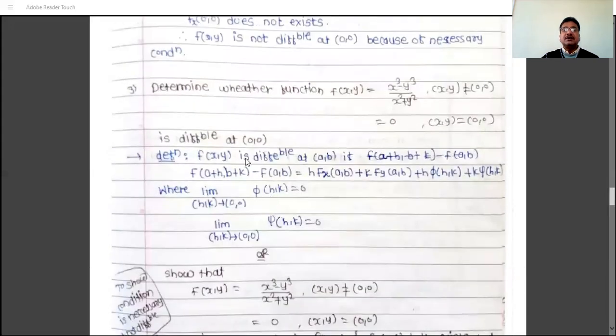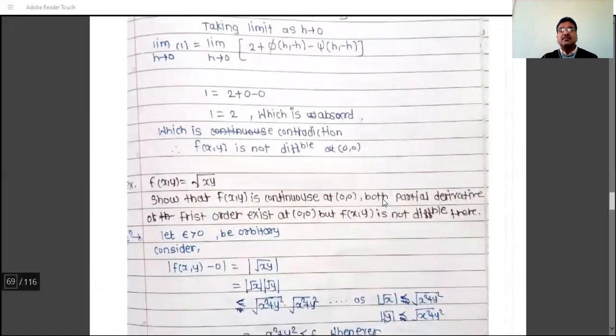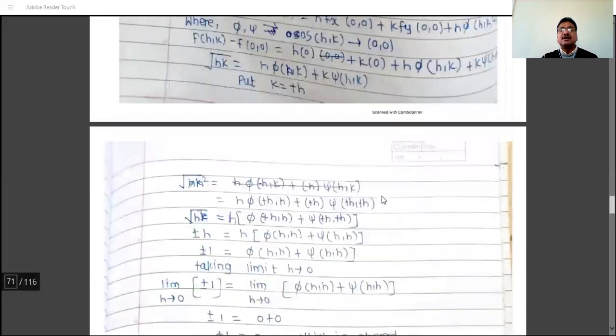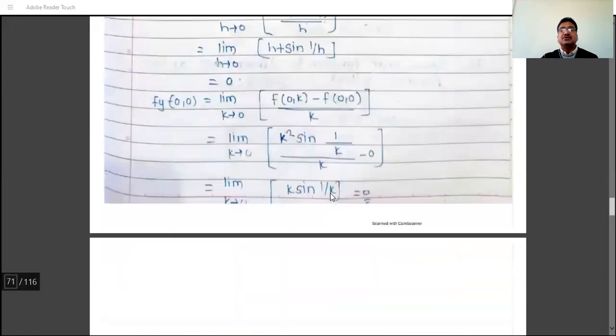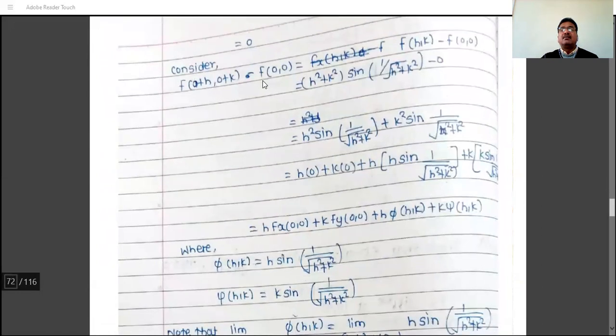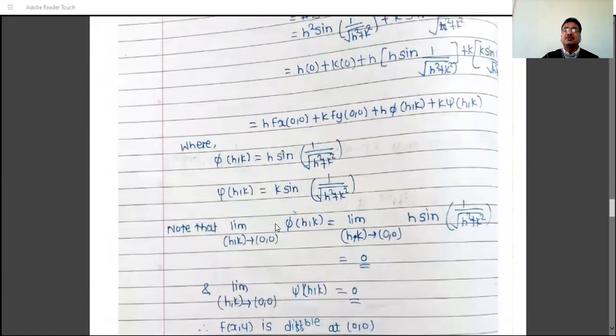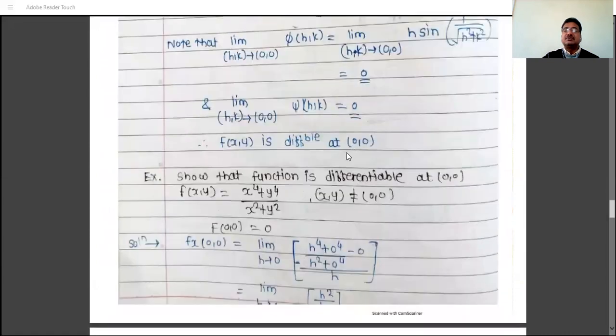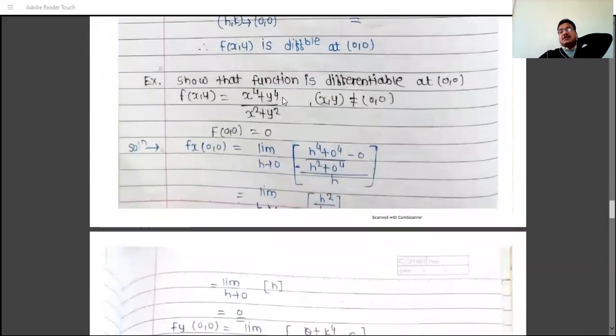So in order to say the function is differentiable, consider LHS and show RHS. Here is the proof: consider f of (0 plus h, 0 plus k) minus f of (0, 0), and express it in the form h f_x(0,0) plus k f_y(0,0) plus h phi(h,k) plus k psi(h,k), and therefore the function is differentiable at (0,0). Show that the function is differentiable at (0,0).